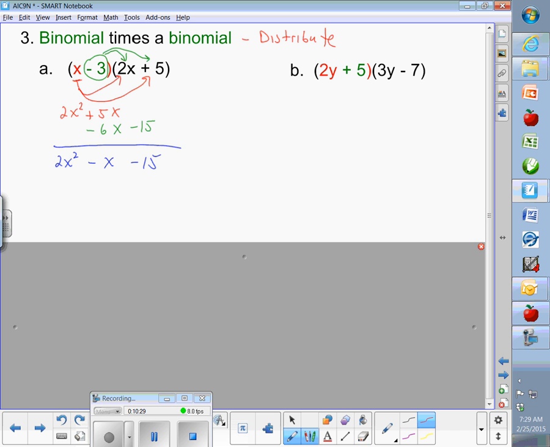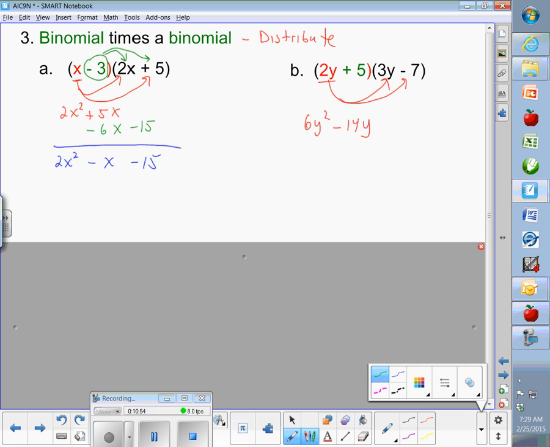Okay, so let's look at our second one. Again, I'm going to distribute the first, the 2y, times this back binomial. What's a 2y times a 3y? I hope you're thinking 6y squared. Now let's distribute the 2y times the negative 7. What's a 2y times the negative 7? I hope you're thinking negative 14y.